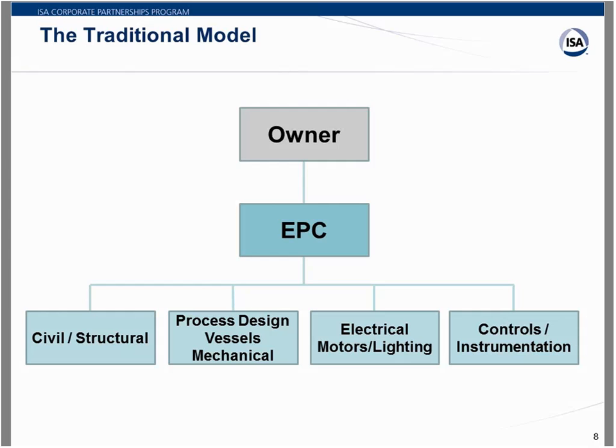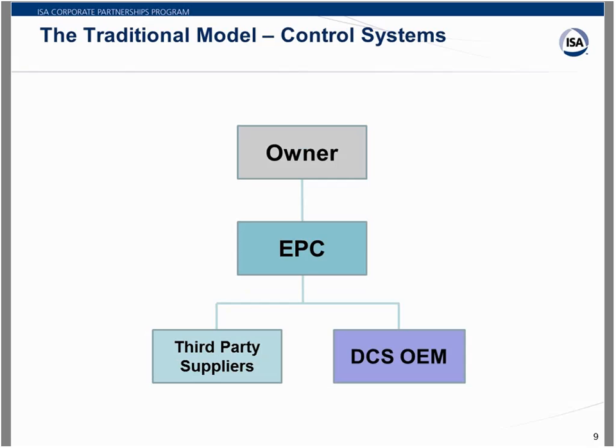And in fact, we're going to focus on that last box, the controls and instrumentation box. So let's take a look at that blown up. We have our owner, we have our EPC, and below the EPC for the control systems, usually, and it varies somewhat by project, you've got a DCS vendor of some kind, the OEM, the original manufacturer, providing the distributed control system, and you have third-party suppliers. They may be handling instrumentation, skid packages, that kind of stuff.